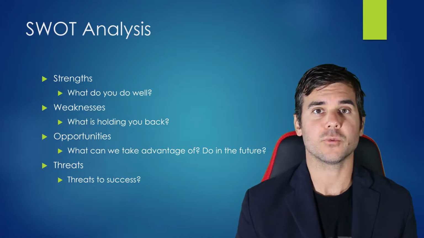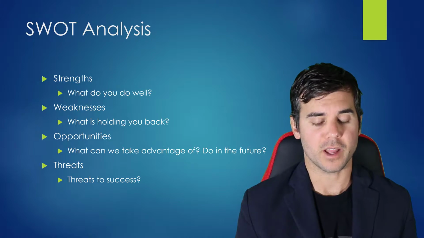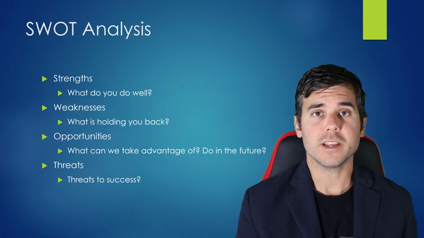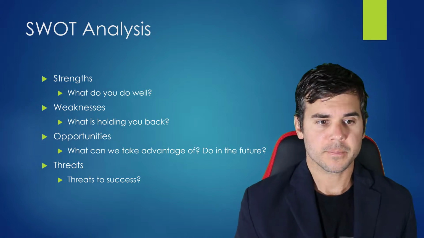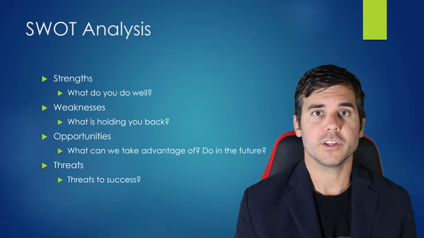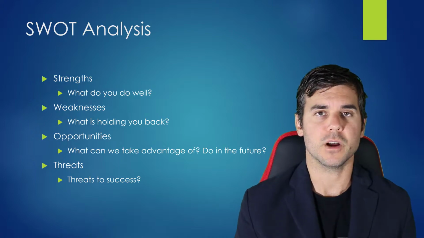SWOT stands for strengths, weaknesses, opportunities, and threats. Strengths, weaknesses, opportunities, and threats. So strengths are, what do we do well? What do we do well as an organization? What do we do well as a group? What does our team do well?